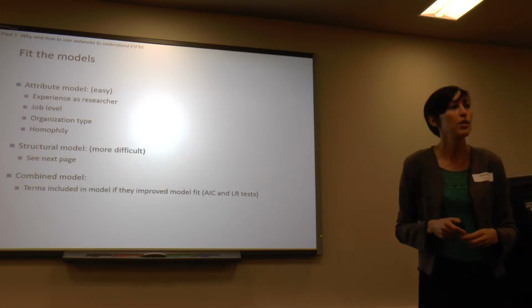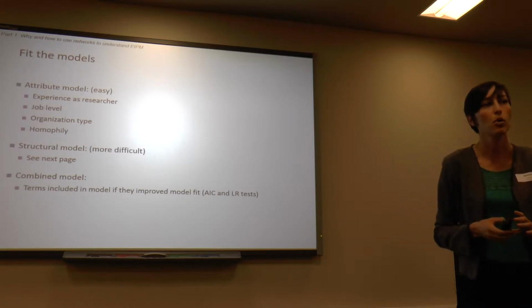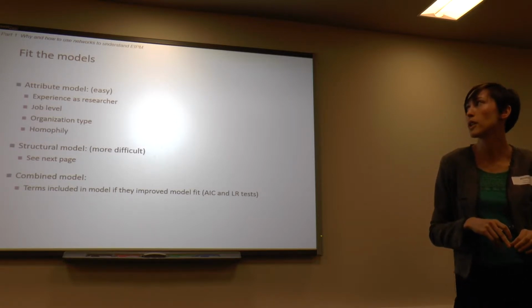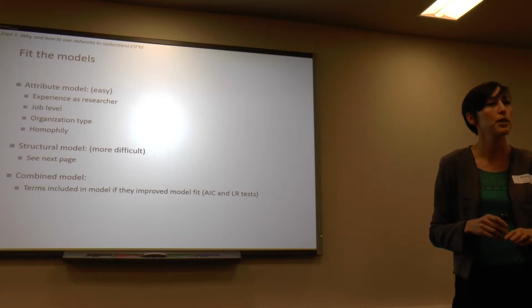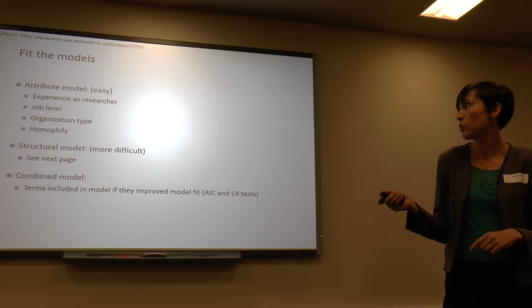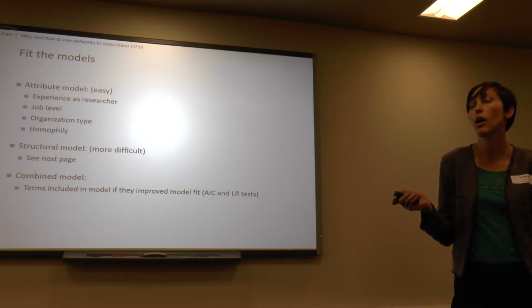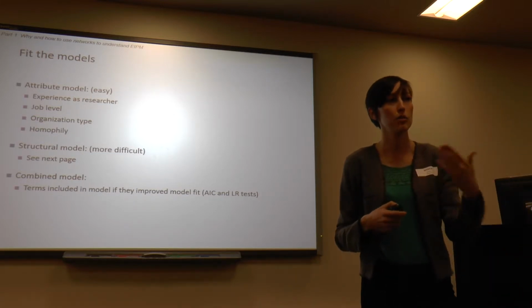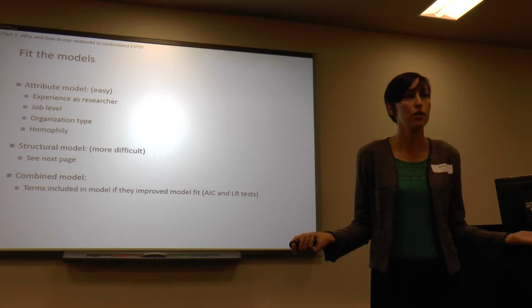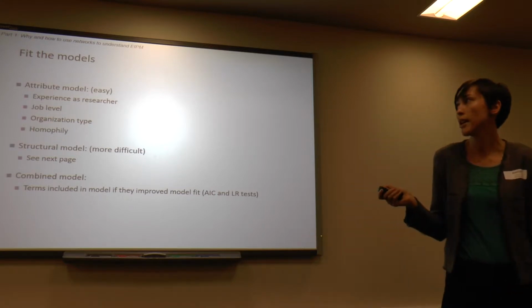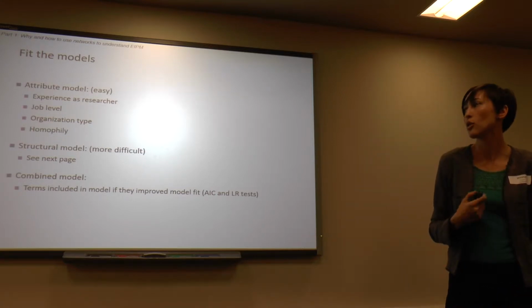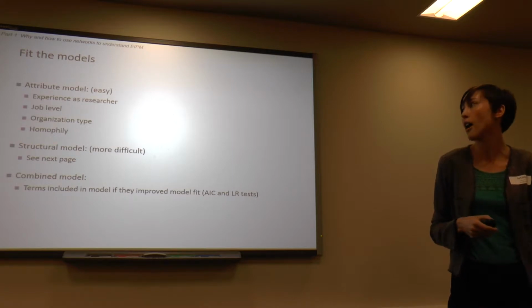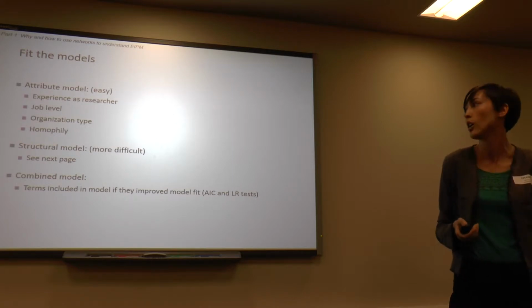So next I fit the models. Following Goudreau, Kitts, and Morris, which was an influential paper in this field, I fit 3 types of models. I first started with what we would have done before, which was an attribute-only model. This is the traditional way of thinking that an exchange of evidence between 2 people is some function of their attributes. So it's maybe because they have experience as researchers, or because of the job level they have, or the type of organization that they belong to.